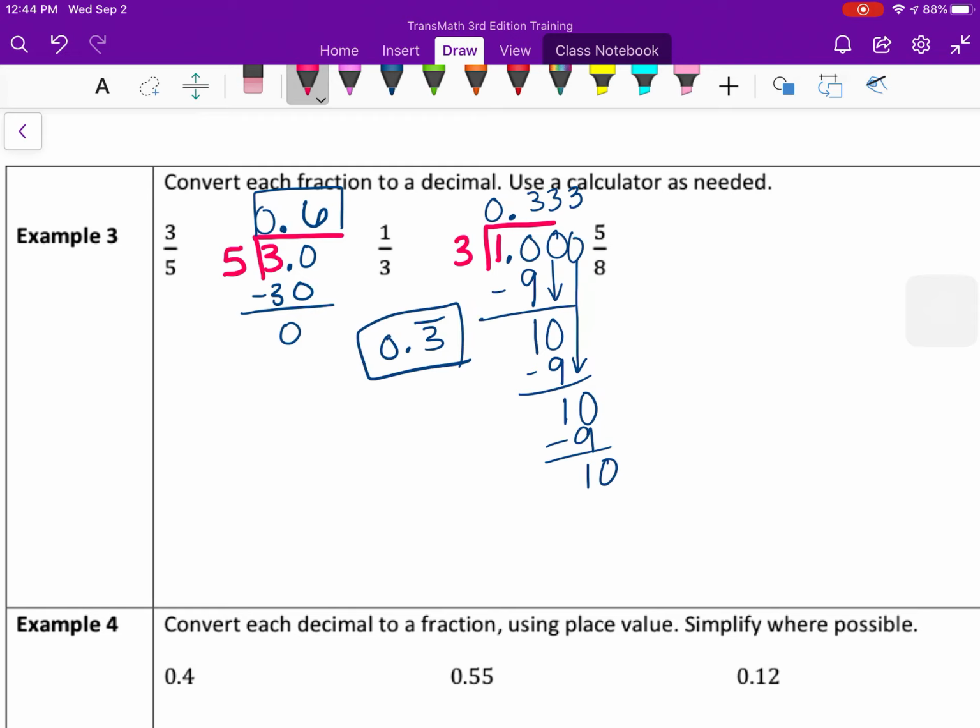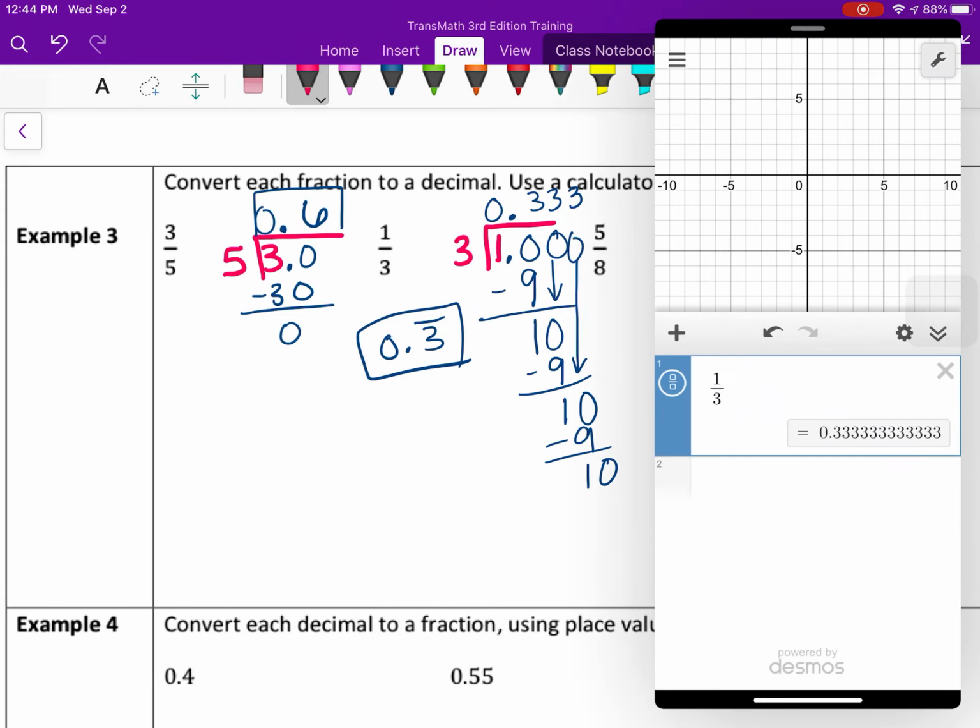5/8. So you're going to do 5 divided by 8. Oh, what happened to my pen? I gotta plug my pen back in. Let me show you how you do that on the calculator quick then.